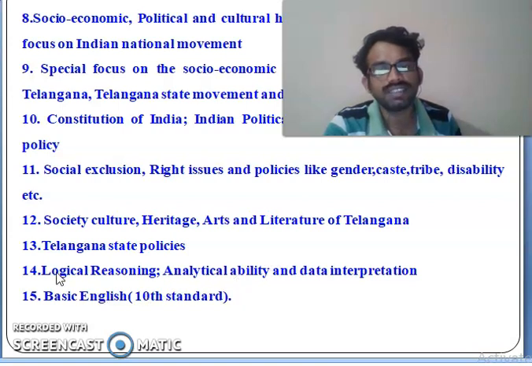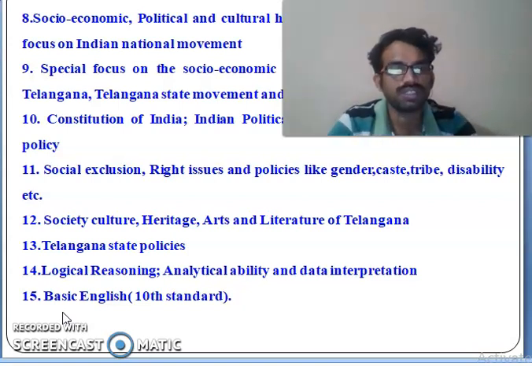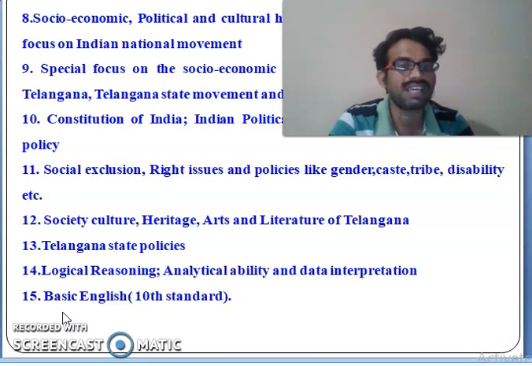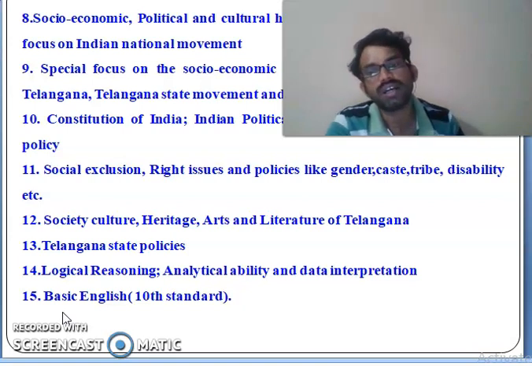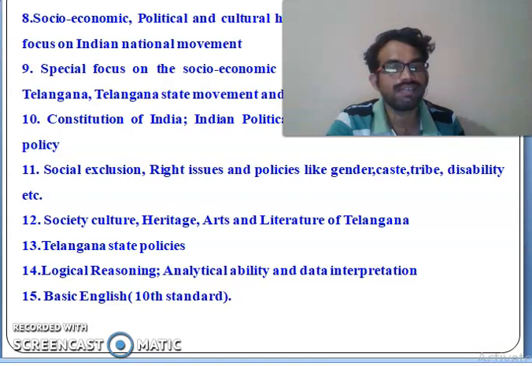The 14th topic is logical reasoning, analytical ability and data interpretation. And the 15th, the last topic of paper 1, is basic English, like 10th standard: they will ask questions on grammar, articles like a and the, prepositions, parts of speech, correcting the sentence, and comprehension passages. These are the 15 main topics for the paper 1 general abilities paper. If you prepare well for paper 1, you will qualify easily.